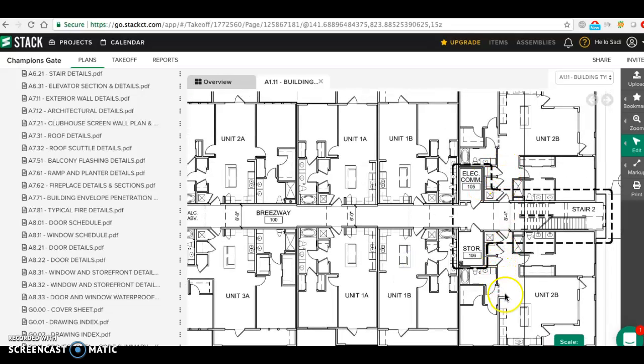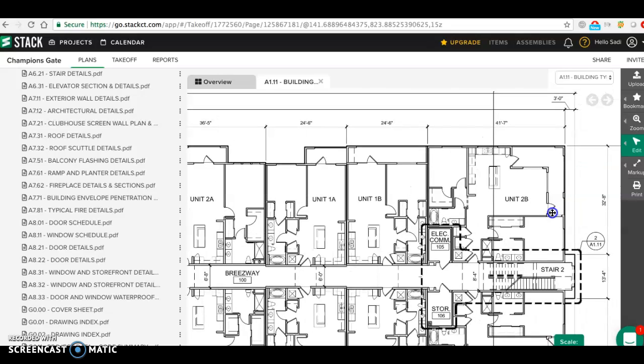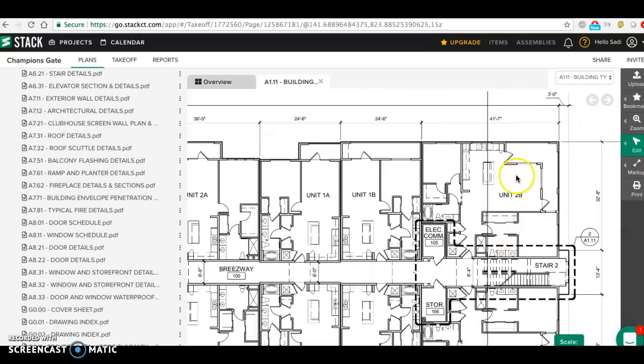2B, 2B. So the 2B usually stands for a 2-bedroom. Let's see if that's true. Generally speaking, that's what it stands for. This is our living room. This is our 1-bedroom. This is our master bedroom. Here's the restroom, and the kitchen is somewhere around here. This is the living room. This is so interesting. Look at this.